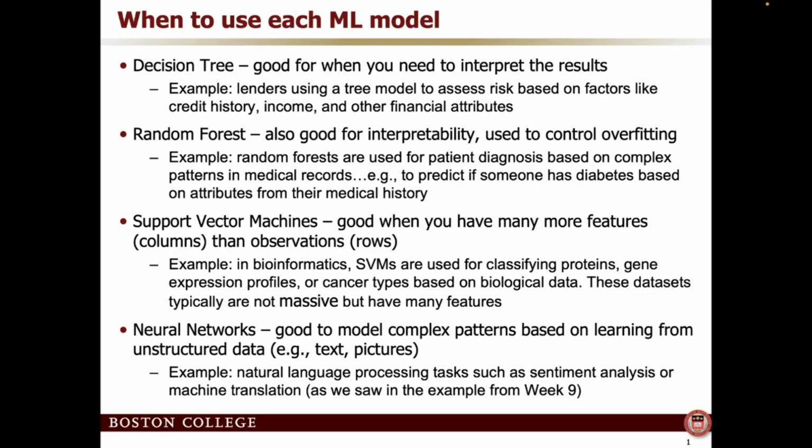And then finally, neural networks, because they're really good at modeling complex patterns, you're typically going to use those when you've got unstructured data. So textual data, pictures, video, things like that.